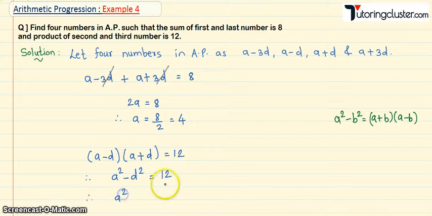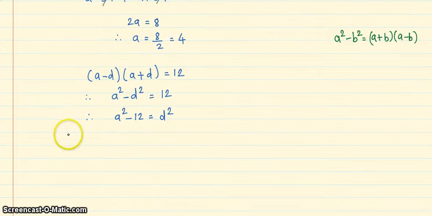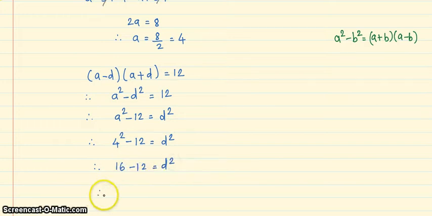So taking 12 to the other side with a minus, and d square to the right hand side, we get a square minus 12 equals d square. We already know a is 4. So 4 square minus 12 is equal to d square. So 16 minus 12 is equal to d square. Therefore d square is equal to 4, which gives d is equal to plus minus 2. So we have got a is equal to 4 and d is plus minus 2.